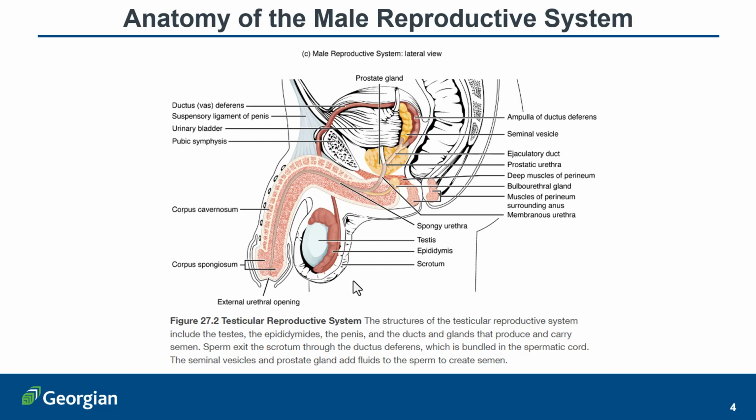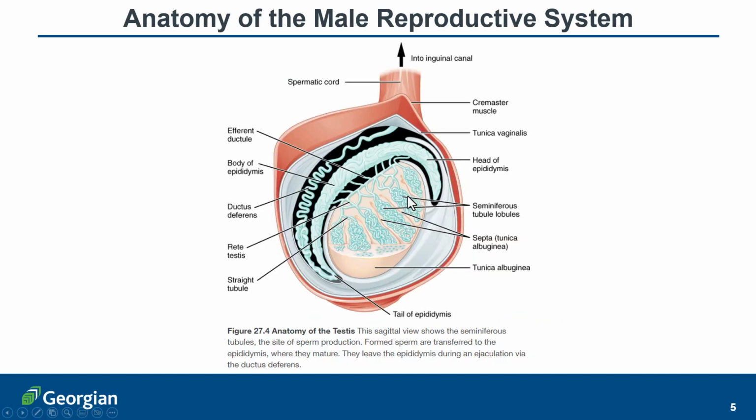We'll look at the structure of the testes in more detail, including the seminiferous tubules, the epididymis, and the vas deferens. Actually, we'll do that right now. So here's the anatomy of the testes. You can see the seminiferous tubules over here where spermatogenesis occurs, and then it empties into the epididymis. The epididymis is divided into several parts: the head, the body, and then the tail of the epididymis, which will become continuous with the ductus deferens or the vas deferens here.